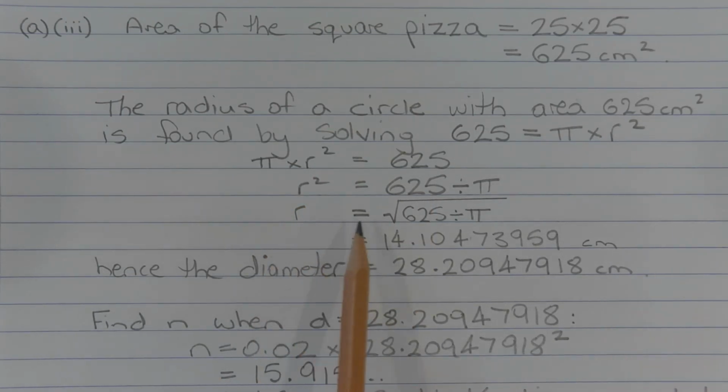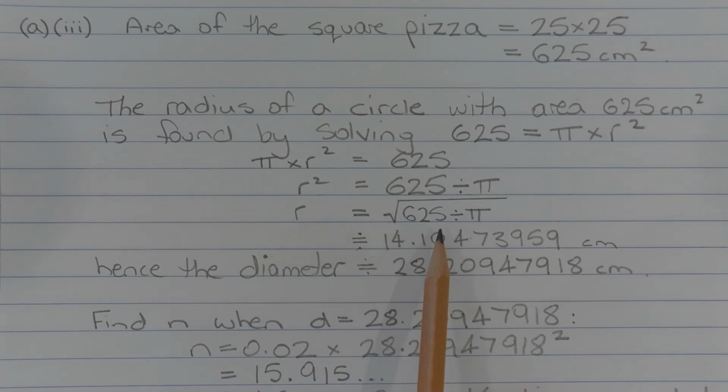So r is equal to the square root of 625 divided by pi, which is approximately 14.10473959 centimeters. But we want the diameter of that circle, so we need to double this value here. So the diameter is approximately 28.2094791 centimeters. The final step is to find n, which represents the number of olives needed, when d is equal to 28.2094791.